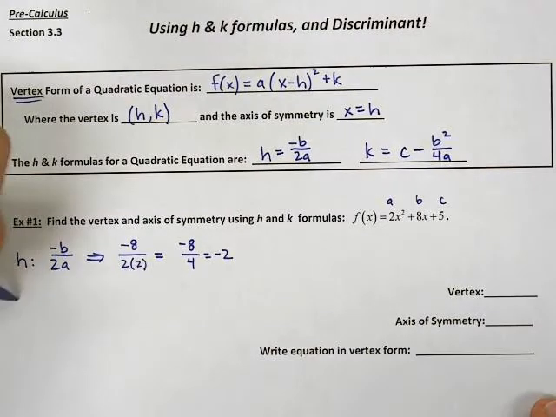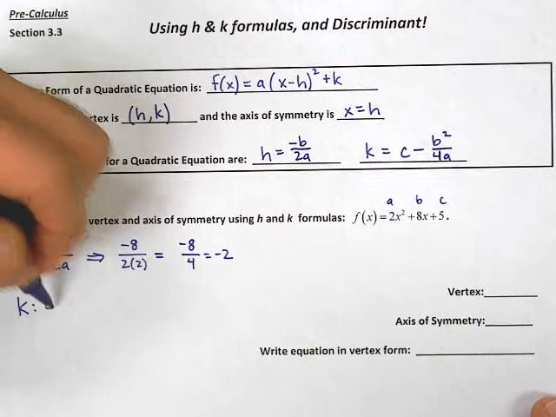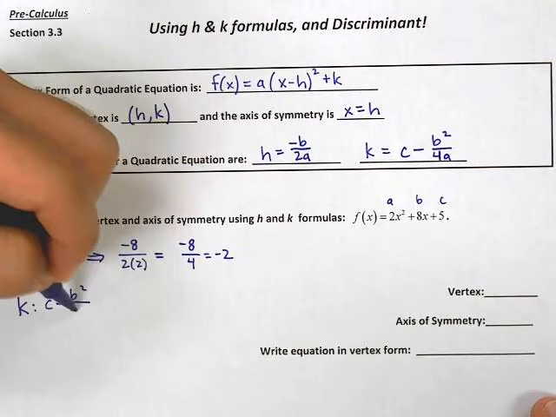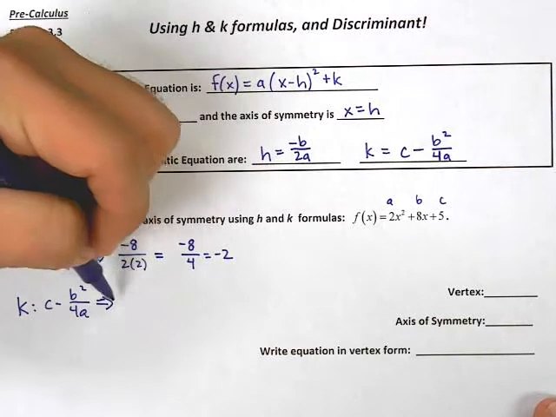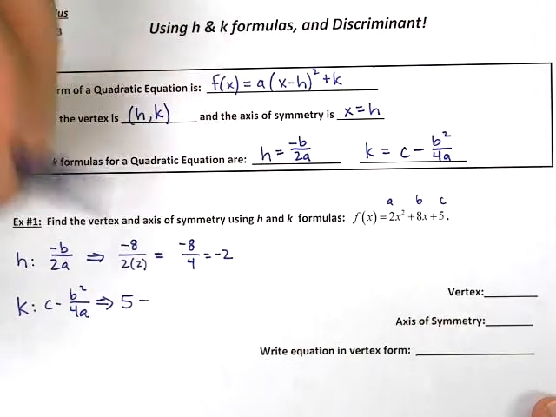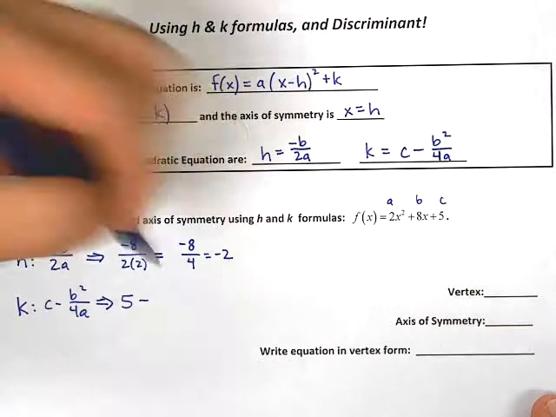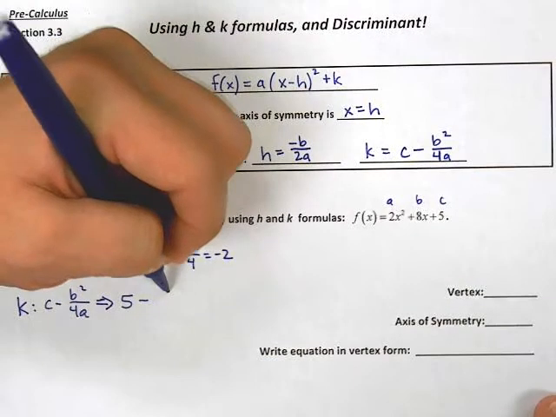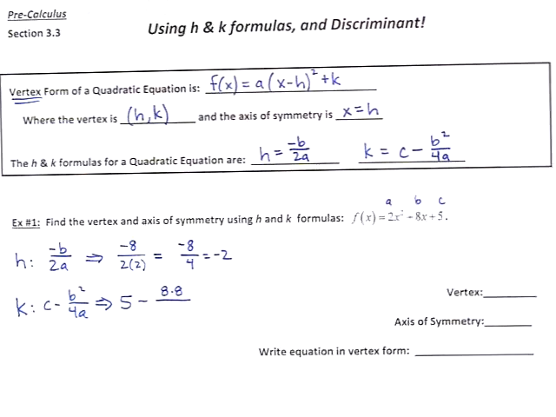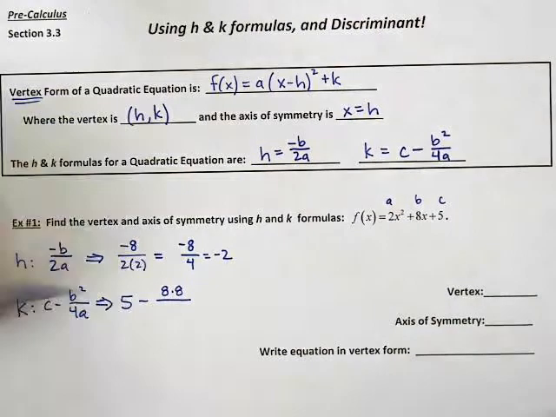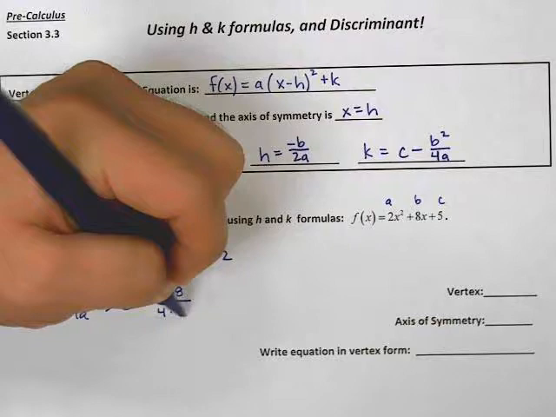Now the k value. c minus b squared over 4a. This is a little bit more work. We know our c value is 5. We still know our b value, so we have 8 squared. What I'm going to do is write it as 8 times 8. And then I'm going to write 4 times 2.